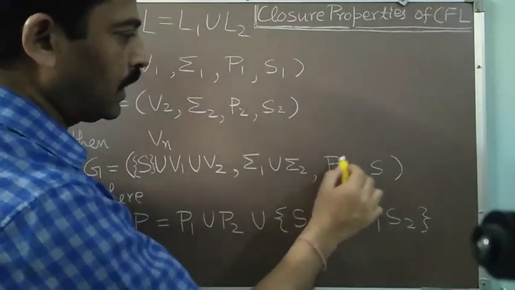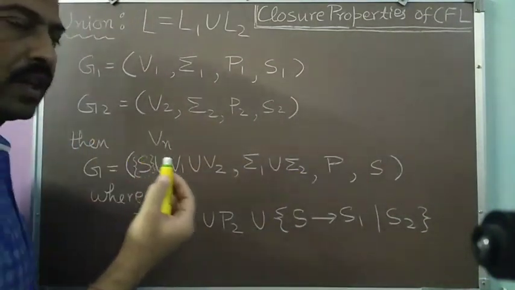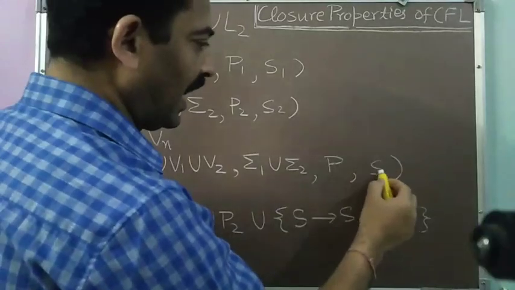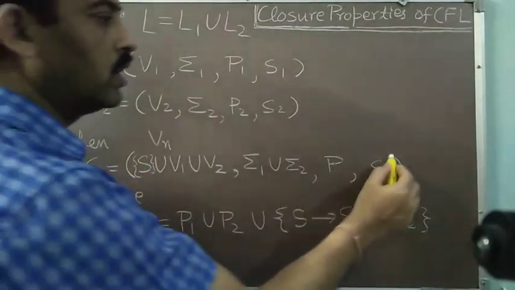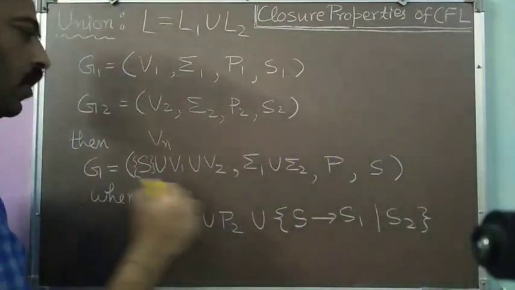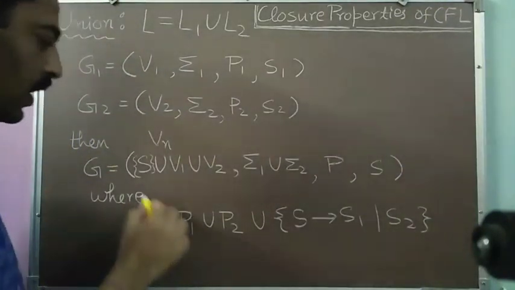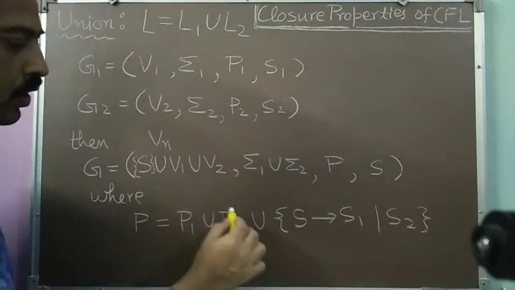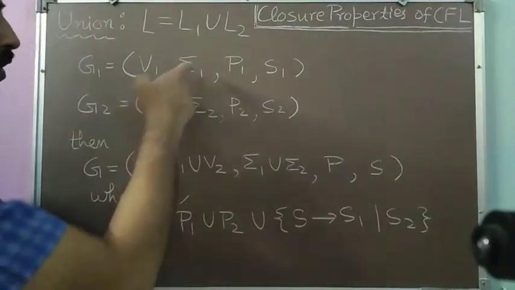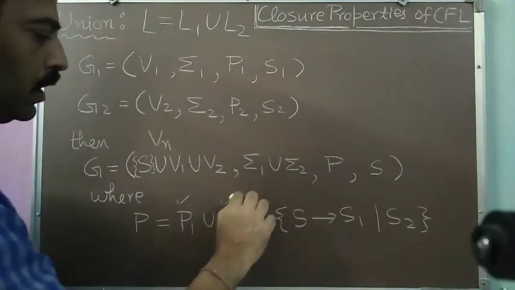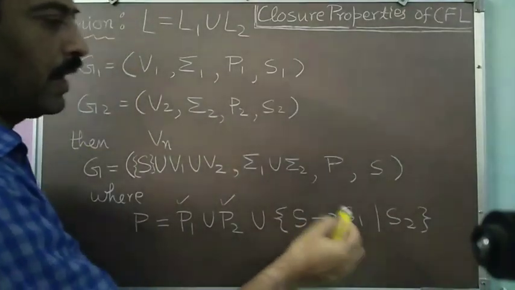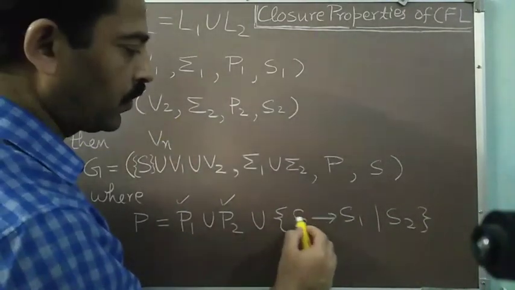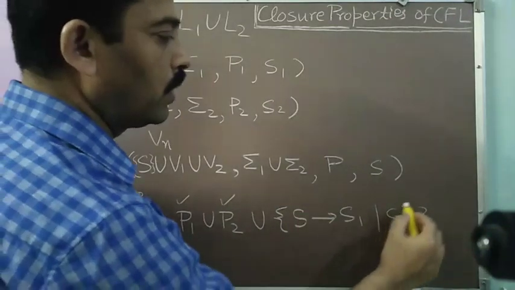And then P will be the set of productions. We will be discussing how we define P, and S will be the start symbol. So this new symbol S which we have introduced will be the start symbol of this grammar. Then we define P as P1 union P2, meaning all the productions of grammar 1 and all the productions of grammar 2 will come, and then we will add one more production of the form S → S1 | S2.